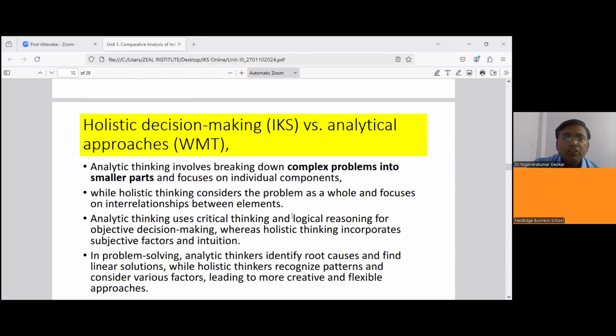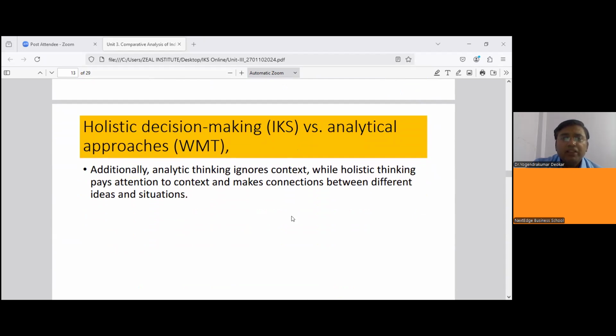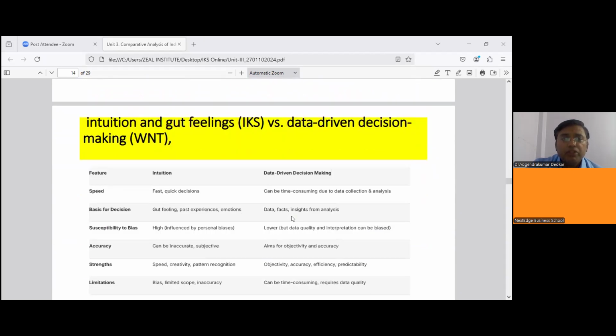Another thing is holistic decision making and analytical approach. Okay, holistic is supported by IKS because it sees the date of birth, and the next birth or previous birth of the individual. So holistic approach, sarva samavesha. The analytical approach means it sees the scientific part of the thinking only. Okay, another thing is intuition and gut feeling. That is part of the IKS. And another is data driven decision making. See, all these differences are very important from the examination point of view.